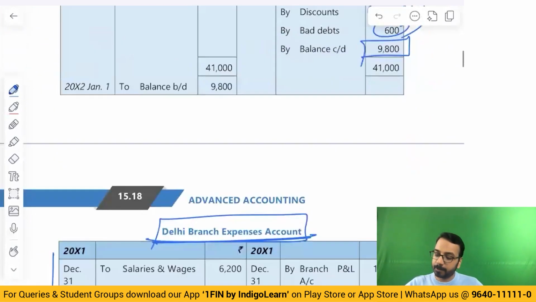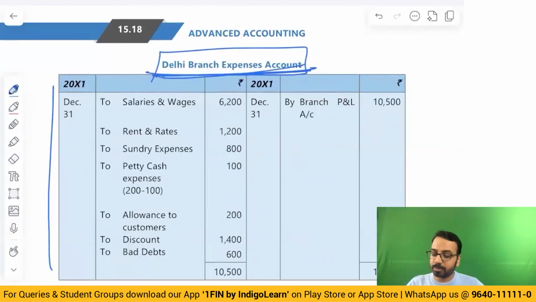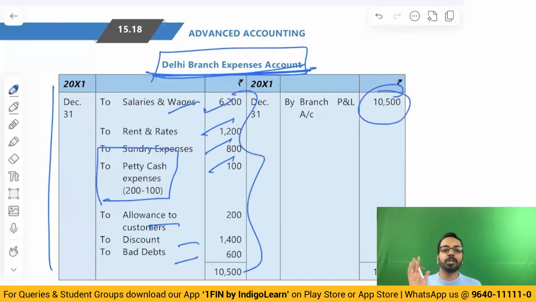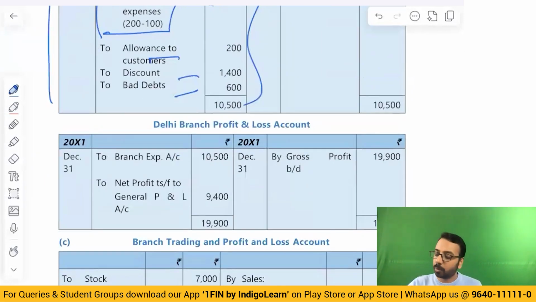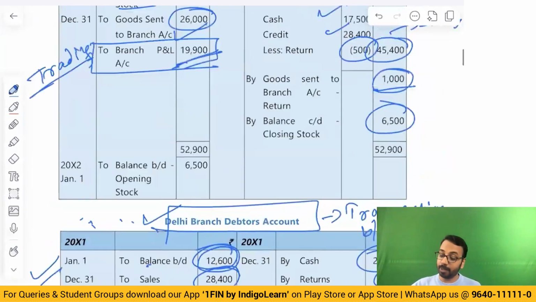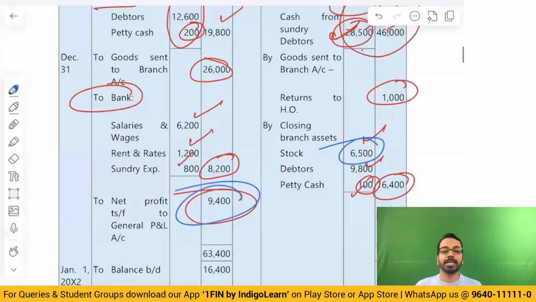So, Delhi branch expense account. So we can say to bank and note this down, or you can write it this way also. Not a problem. Okay. 6,200 salary and wages, rent, sundry expenses, petty cash expense. Be careful in the examination. Allowance, discount, bad debts, all are expenses. The total expense will be transferred to the branch P&L account. What does the P&L account capture? Gross profit from the stock account, branch expenses from the expenses account, and the net amount is 9,400, which is your P&L. Is it the same number? It is the same. Okay.